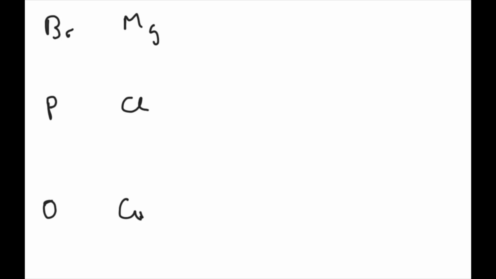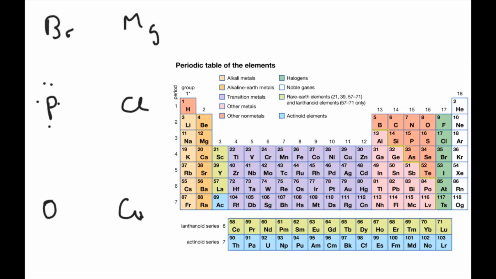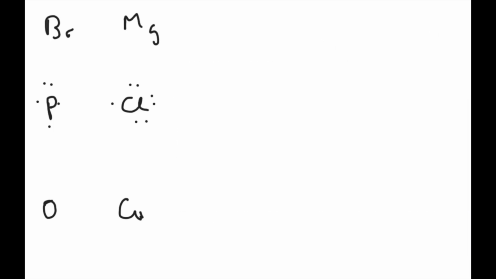If I want to deal with phosphorus and chlorine, I look up the periodic table, count the number of valence electrons. I note that they're both on the right side, so they're non-metals. They're going to form a covalent compound. Phosphorus is in group 5, chlorine is in group 7. So they each have 5 valence electrons for phosphorus and 7 valence electrons for chlorine.